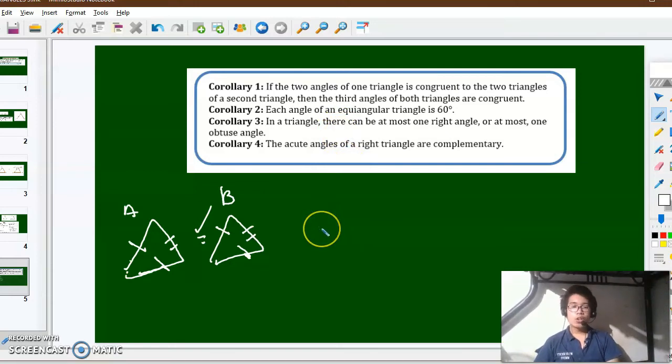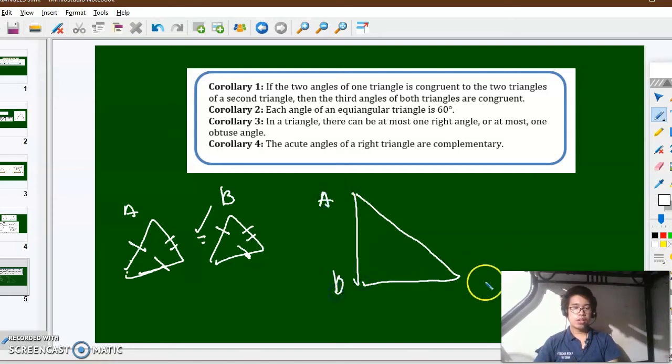Okay, that's given. Corollary number 3, in a triangle there can be at most one right angle or at most one obtuse angle. Okay, so like what we discussed in the introduction of triangles. And lastly, corollary number 4, the acute angles of a right triangle are complementary. So what does that mean? So for example, we have here a right triangle. So let's name that right triangle ABC. Okay, so for triangle ABC, let's say for example angle B is the 90-degree angle. Therefore, this angle right here and this angle right here are complementary angles.